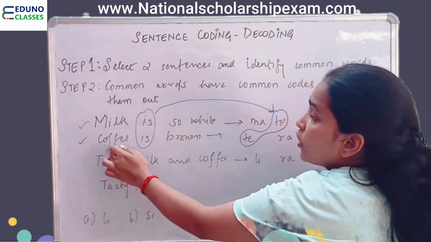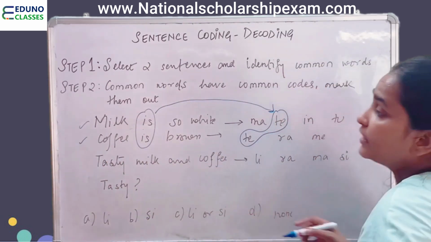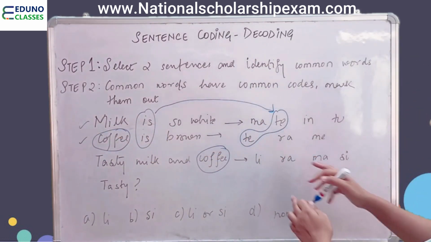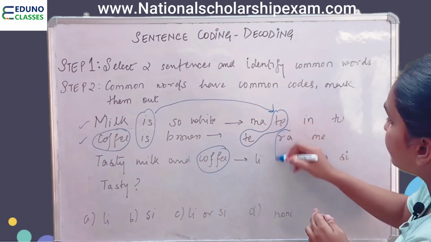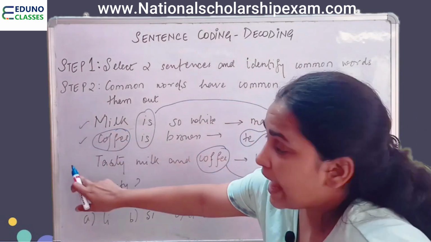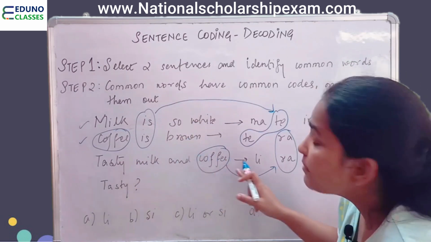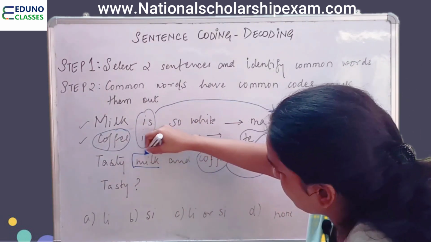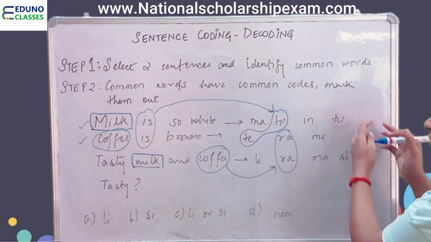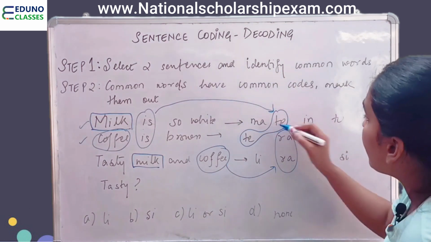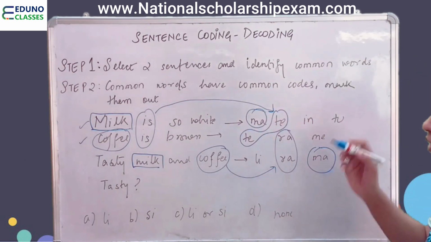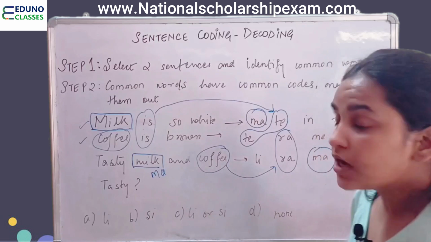Now I am selecting 2 and 3: coffee is brown, tasty milk and coffee. The word coffee is common, so it will have the same code. What is common here? Te ra mi, li ra ma si: I can see ra is common. So coffee is coded as ra. Now I am choosing 1 and 3: milk is so white, tasty milk and coffee. The word milk is common. Ma te into, li ra ma si: ma is the common code. So milk is coded as ma.